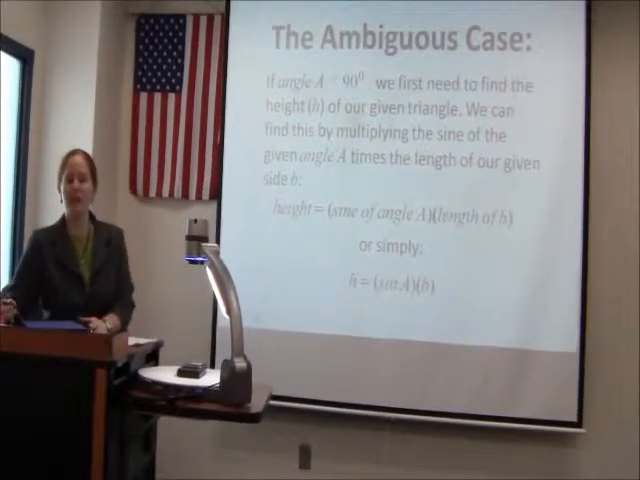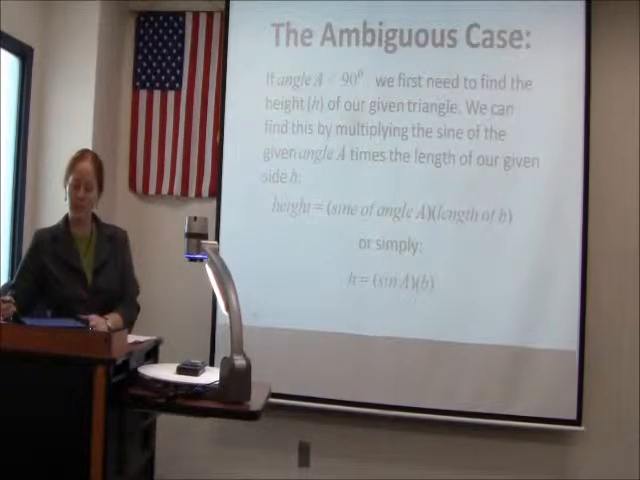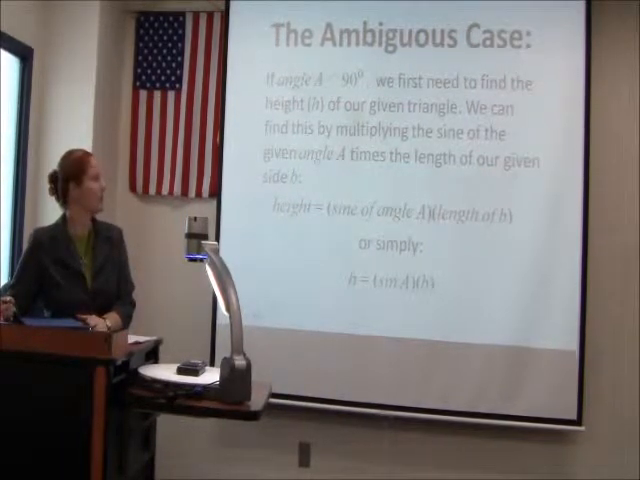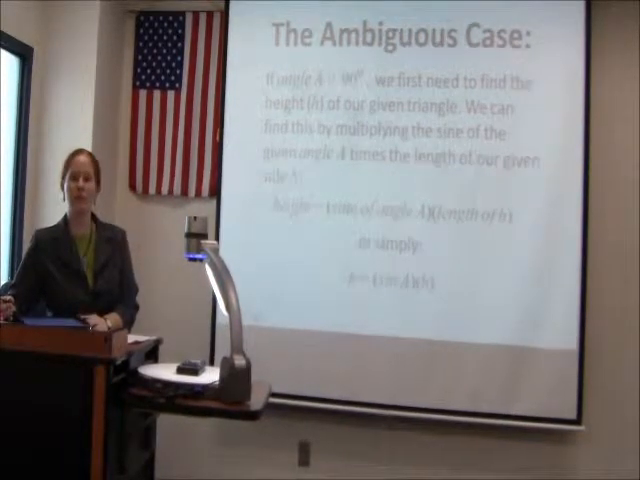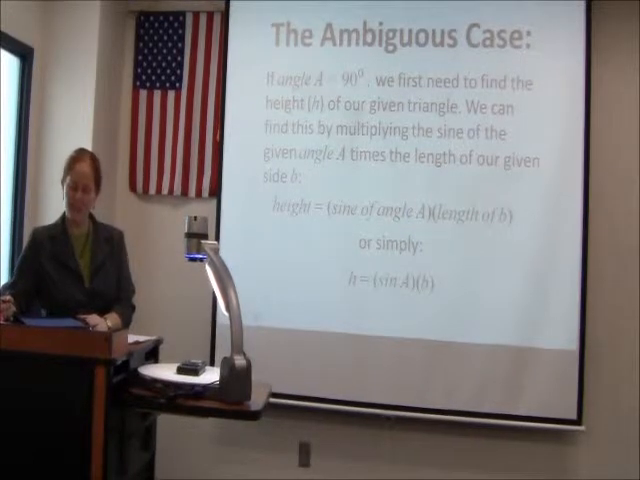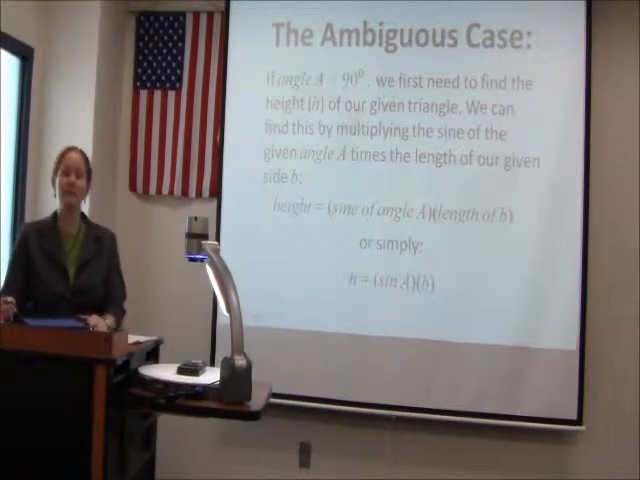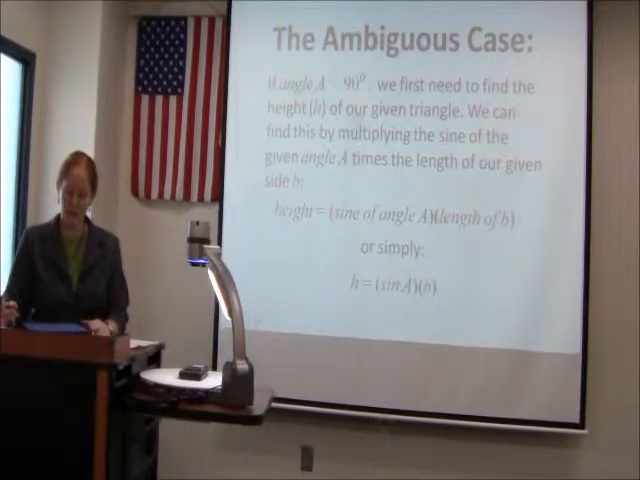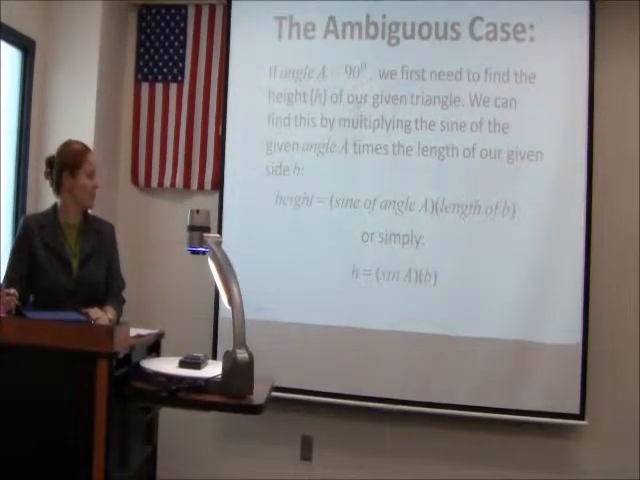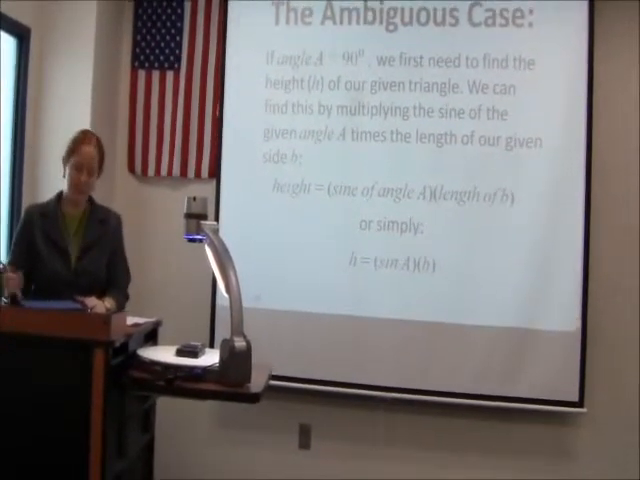Now let's take a look when our angle A is less than 90 degrees or acute. The first thing that we want to do is calculate the height or altitude of our triangle. And that's done by simply taking the sine of angle A times the length of B. And you can see on the bottom there, it's simplified for you. H is equal to the sine of A times the length of side B.